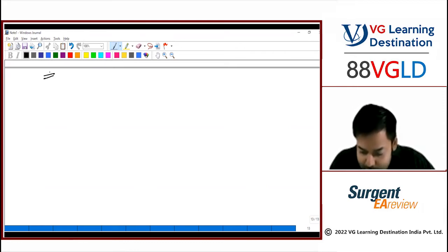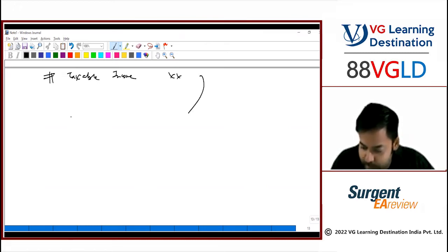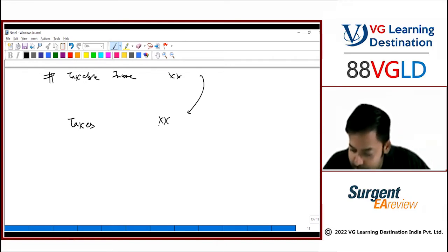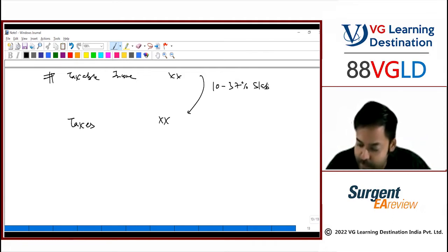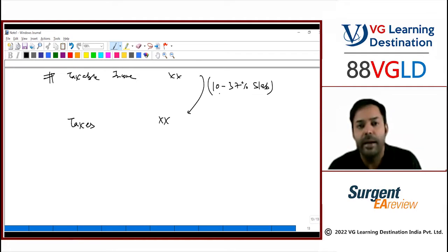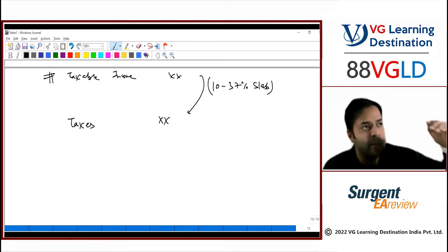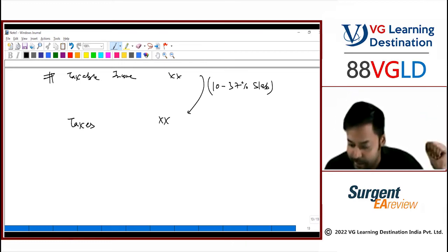So on this taxable income, we will calculate the taxes. Generally, the tax range is 10 to 37%. It's a progressive slab, just the way it is in India. It's just the progressive slab. So that means if your income is rising, you have to pay more taxes in that case.